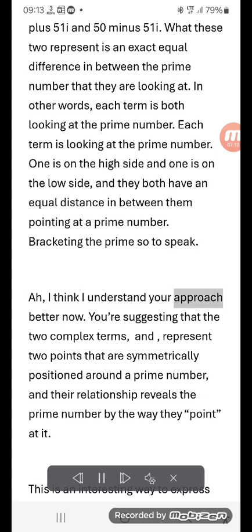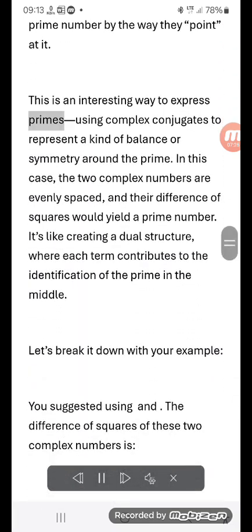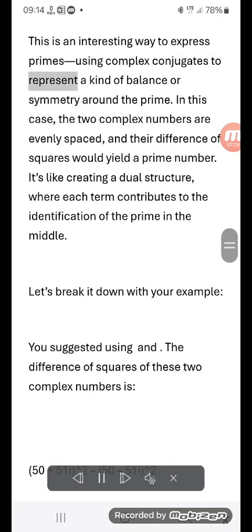I think I understand your approach better now. You're suggesting that the two complex terms represent two points that are symmetrically positioned around a prime number, and their relationship reveals the prime number by the way they point at it. This is an interesting way to express primes, using complex conjugates to represent a kind of balance or symmetry around the prime. In this case, the two complex numbers are evenly spaced, and their difference of squares would yield a prime number. It's like creating a dual structure where each term contributes to the identification of the prime in the middle. Let's break it down with your example.